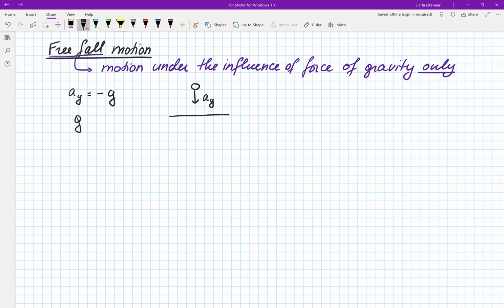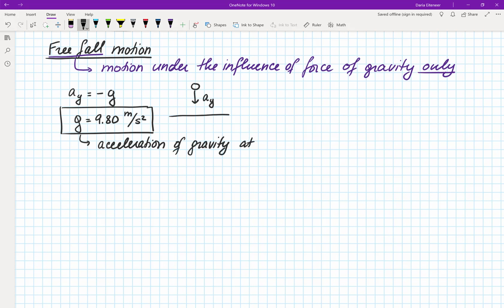Value g is a constant. We're going to use 9.80 meters per second squared. I'm going to box it. So it's not a fundamental constant, but it is a constant that we're going to be using in this class. So this little g is defined as acceleration of gravity, or due to gravity, at, on, or near the surface of the earth.